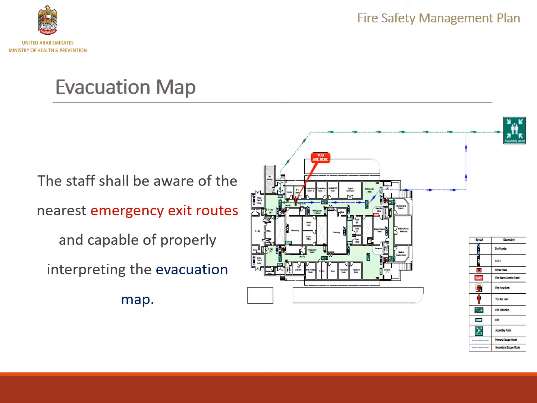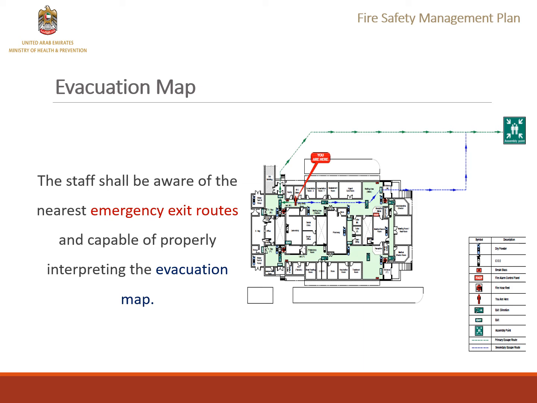One more thing that you need to be familiar with is the evacuation map. Each department should have at least one evacuation map, and you should know its location and how to interpret it properly. The red dot will show you where you are and how to get to the assembly point. The green line is for the primary emergency exit, which is the fastest way to the assembly point, and the blue line is your secondary emergency exit. If the fire is blocking your primary route, then you can use the secondary emergency exit.